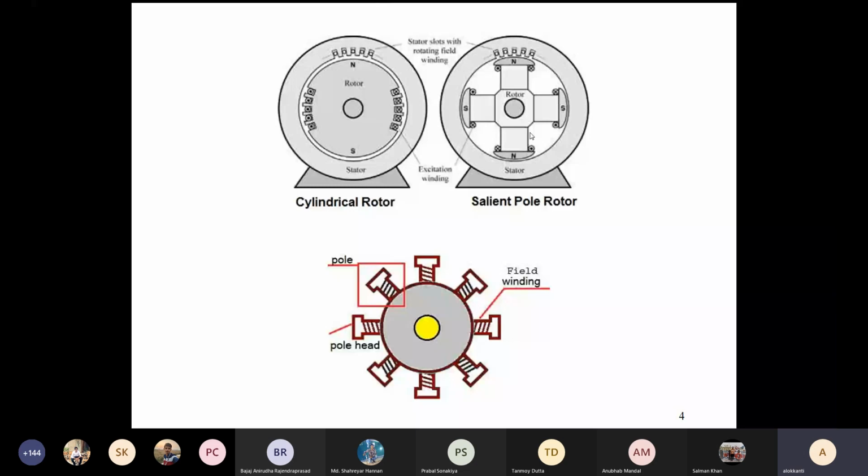So they are actually used in generators which are rotating at low speed. There are some low speed generators, just like the hydel turbine. Water is falling, and the falling water is used to rotate a turbine, and that is actually slowly moving. So that cannot move as fast as a steam driven turbine. So for the hydel generating stations, they use the generator which is salient pole in structure. That is low speed.